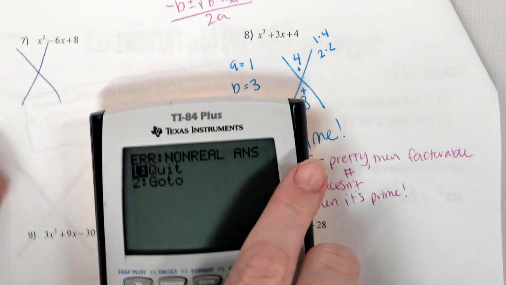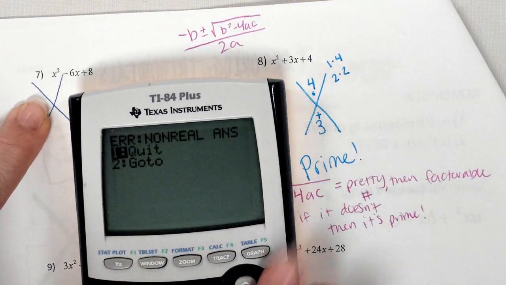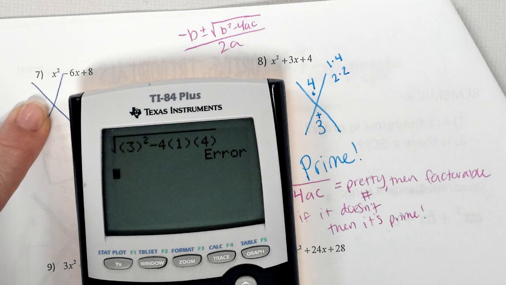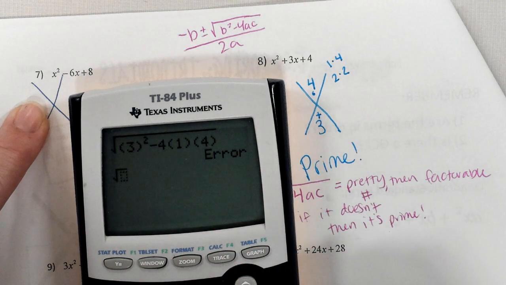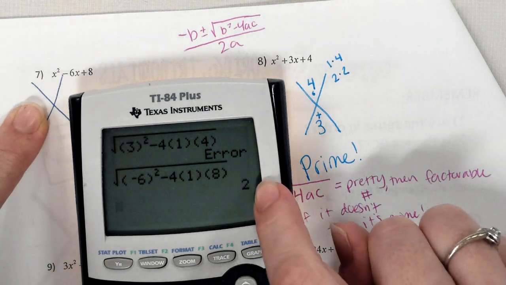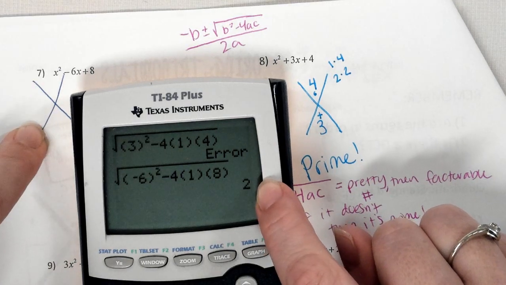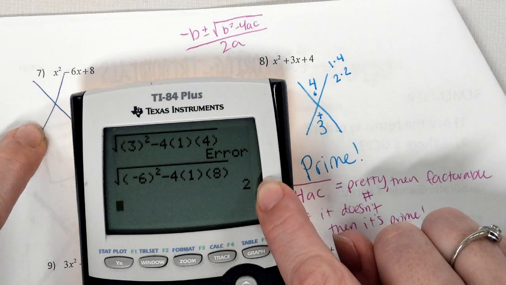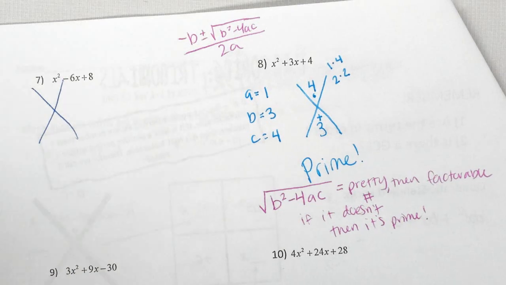However, if you look at this one, it is factorable. If I were to type this one in there, negative 6 squared minus 4 times a times c. See how it gave me a pretty number? So that is factorable. Does that make sense? So that is one way to prove it if you don't want to do all that other work. Now look at number 9.